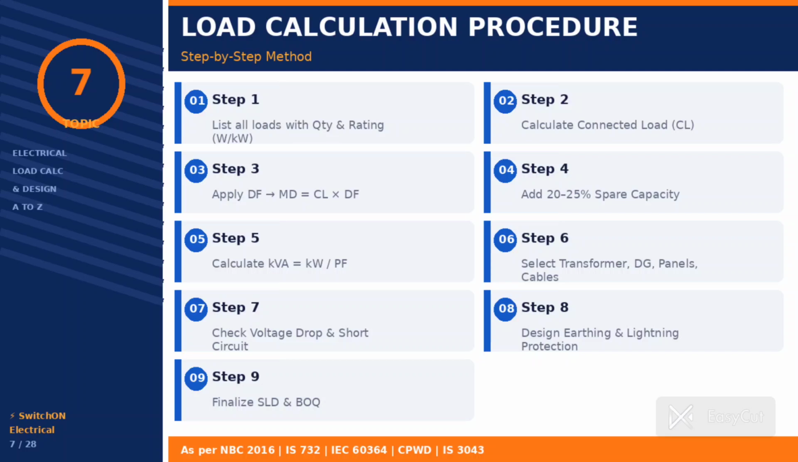Same you have to do it for DG or panels, cables, everything. Then while selecting the cable, very important factors are considering the voltage drop and short circuit. That we will see in upcoming videos in detail about these two topics. Then step 8, design earthing and lightning protection. These two are very important factors in electrical system design for human safety as well as equipment safety. Step 9 will be to finalize your SLD and BOQ.